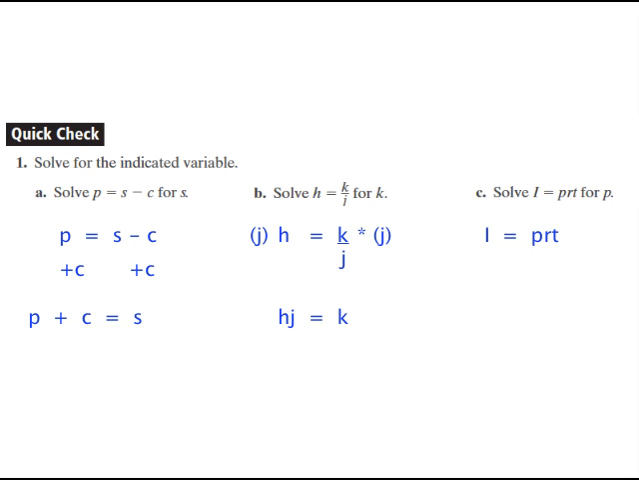For c, solve I equals prt for p. Well, we're going to have to divide both sides of the equation by rt. So on the left-hand side, you end up with I over rt equals, and on the right-hand side, the rt's cancel each other out, and you're just left with p. So I over rt equals p.